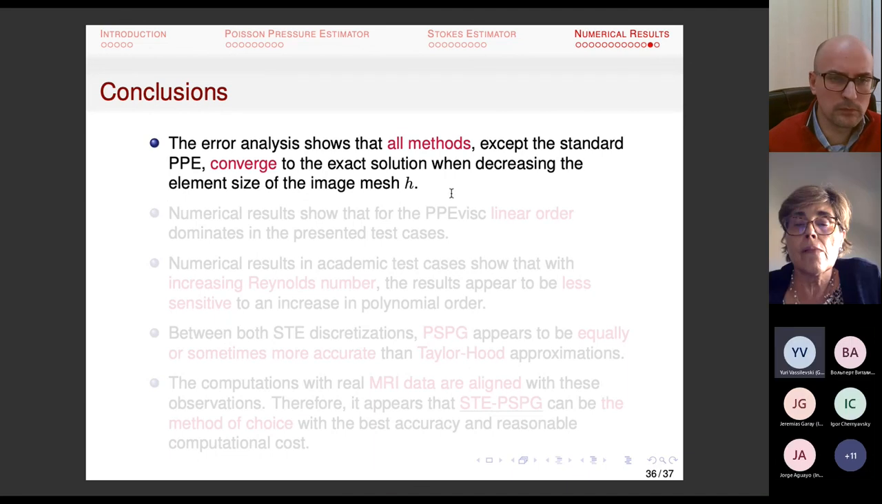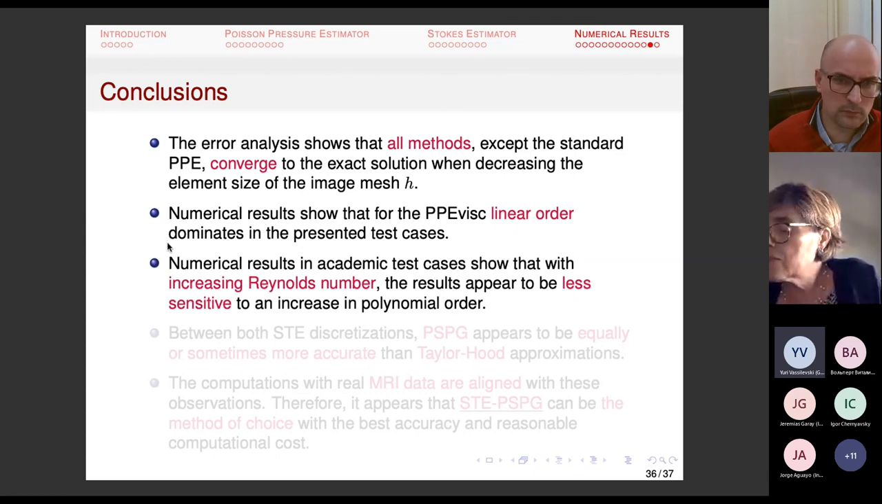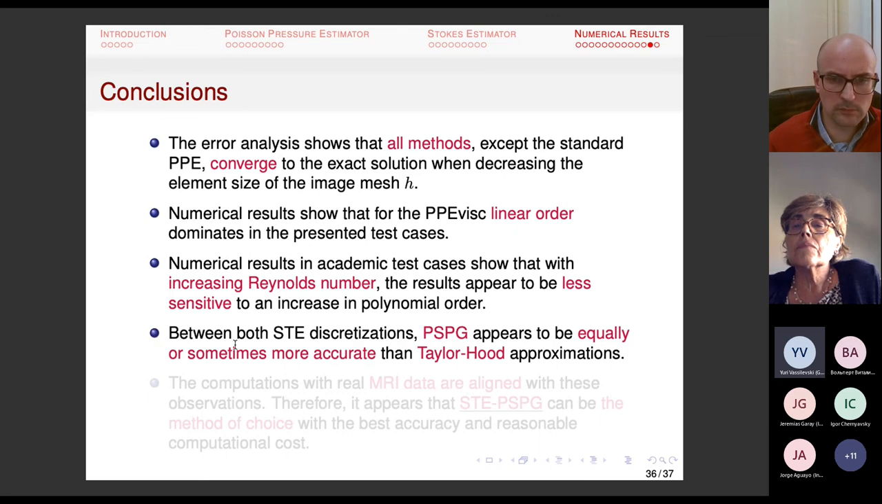So, general conclusion: the error analysis shows that all methods except the standard PPE converge, in the PPE because we have a linear order convergence for the experimental result. Numerical results show that when we increase the Reynolds number, the results appear to be less sensitive to that increment. Between both discretizations, PSPG appears to be equal or sometimes more accurate than the Taylor-Hood approximation.